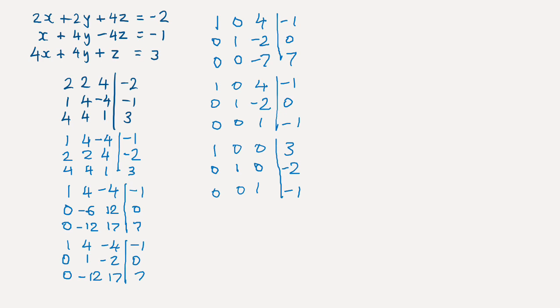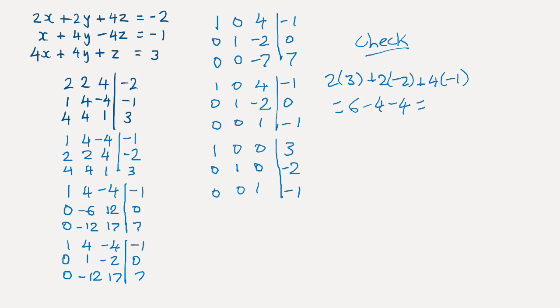So let's check that our solution is correct. Our solution is x equals 3, y equals minus 2, z equals minus 1. So let's plug those numbers into the first equation. So we'll have 2 times 3 plus 2 times minus 2 plus 4 times minus 1. So that's equal to 6 minus 4 minus 4. So that's 6 minus 8, so minus 2. And that's what it's supposed to be.